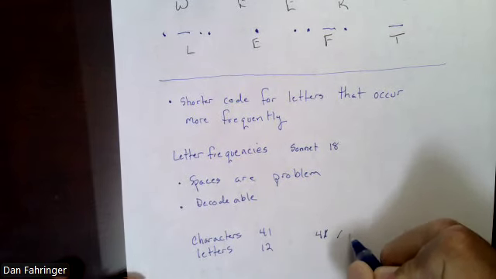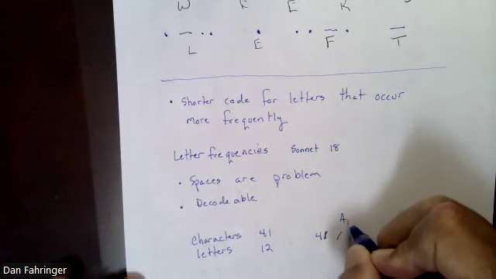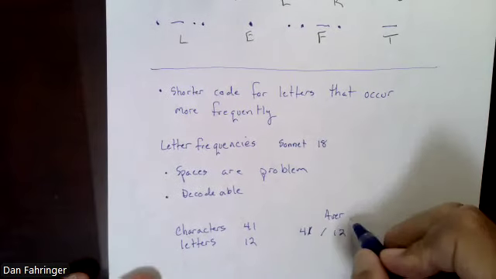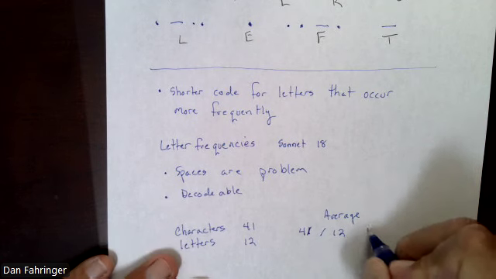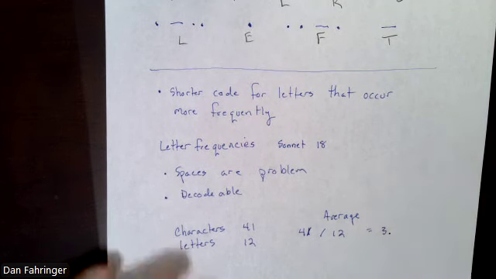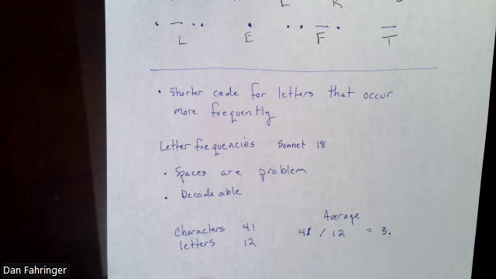So now if I do 41 divided by 12, I'm going to get an average for the number of characters. I'm going to get the average. 41 divided by 12 is 3. Hey Siri, what's 41 divided by? Hey Google, what's 41 divided by 12?